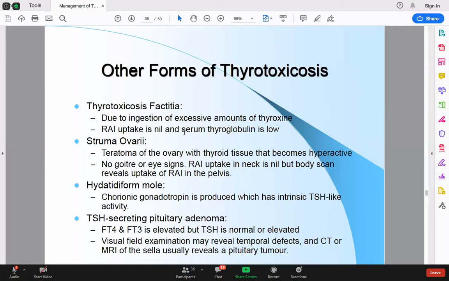The fourth is basically TSH-secreting pituitary adenoma. Basically, you have a pituitary adenoma secreting TSH, going to the thyroid, asking it to release more thyroid hormone. But notice in this case, the TSH is going to be normal or even elevated because it's basically a TSH-secreting adenoma.